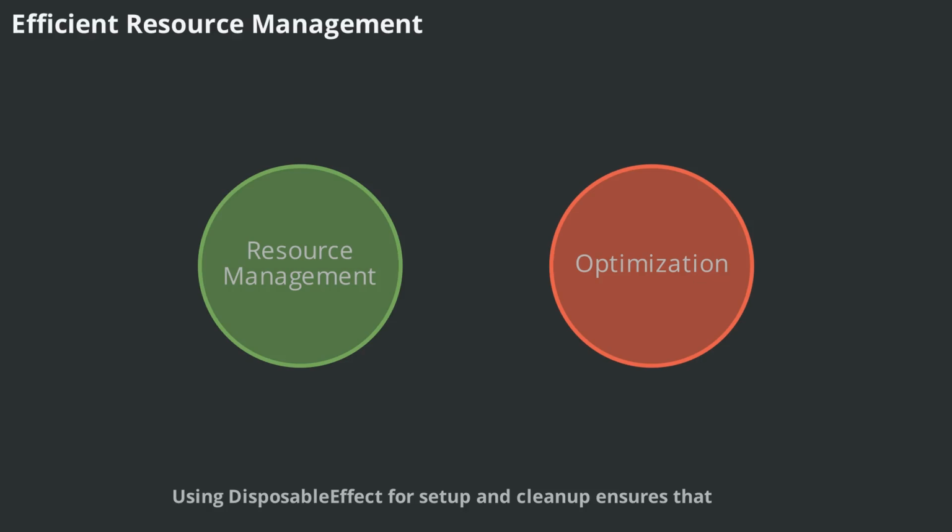Managing resources efficiently is crucial in Jetpack Compose. Using DisposableEffect for setup and cleanup ensures that resources are freed when the composable leaves the composition. Stable data and unique keys in lists help Compose avoid unnecessary recompositions, and animate*AsState functions provide smooth animations with minimal recompositions. These practices keep your app responsive and resource efficient.